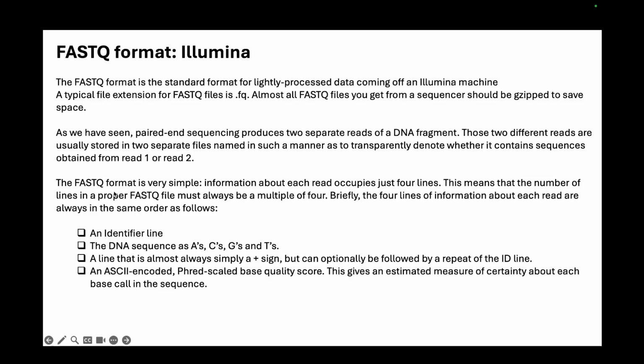The FASTQ format is very simple. Information about each read occupies just 4 lines. This means that the number of lines in a proper FASTQ file must always be a multiple of 4.